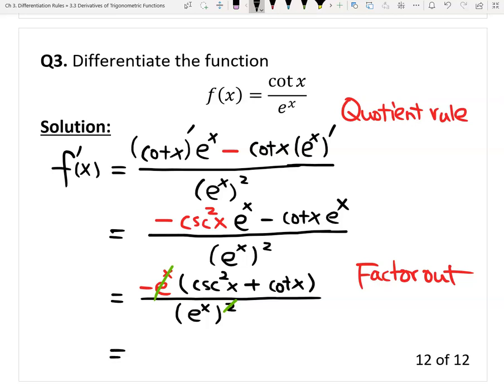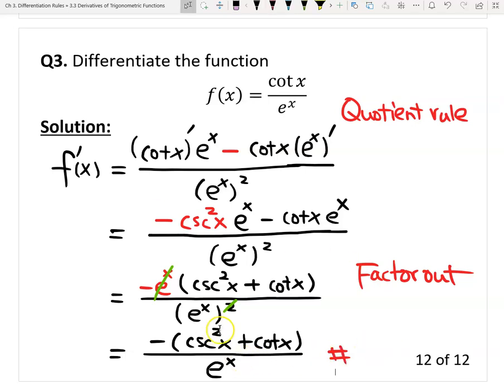Let me write the result this way, okay? The bottom now is e raised to the x power. The top is negative still there, okay? It's negative, parenthesis, cosecant square x plus cotangent x, parenthesis. Okay, so I just stop here. If you want to continue to simplify, you can do a little bit, okay? You can use the reciprocal and change the cotangent to sine and cosine. You can get a little bit simpler than this, but that's not the major point, okay? I just stop here.